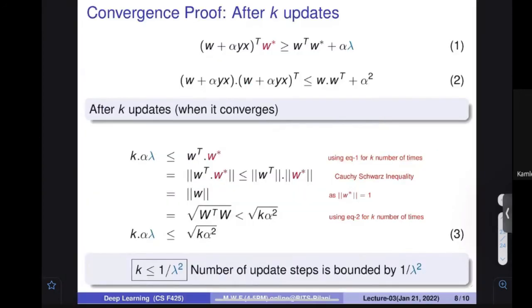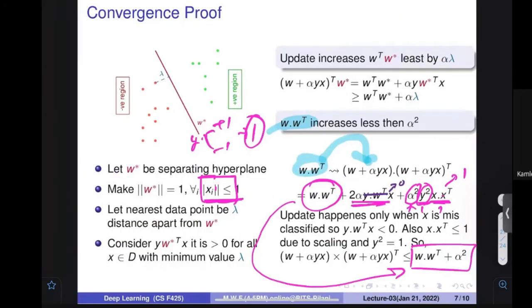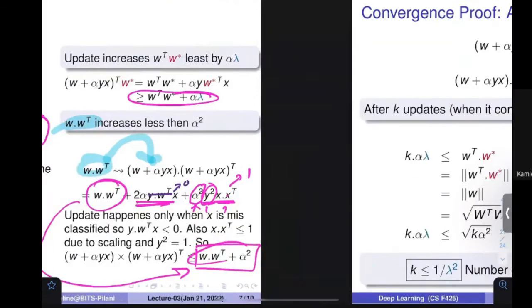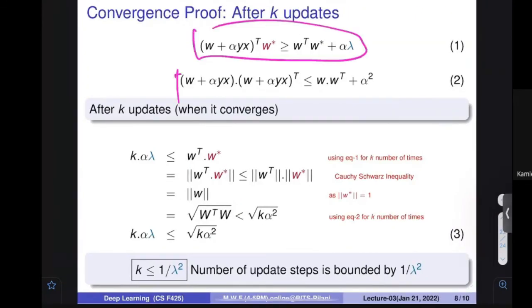With this kind of understanding, we have two formulas. The first formula is this, the second formula is this. We have just written these two formulas over here. What I wanted to tell at this particular moment is this: you started with a value of W.